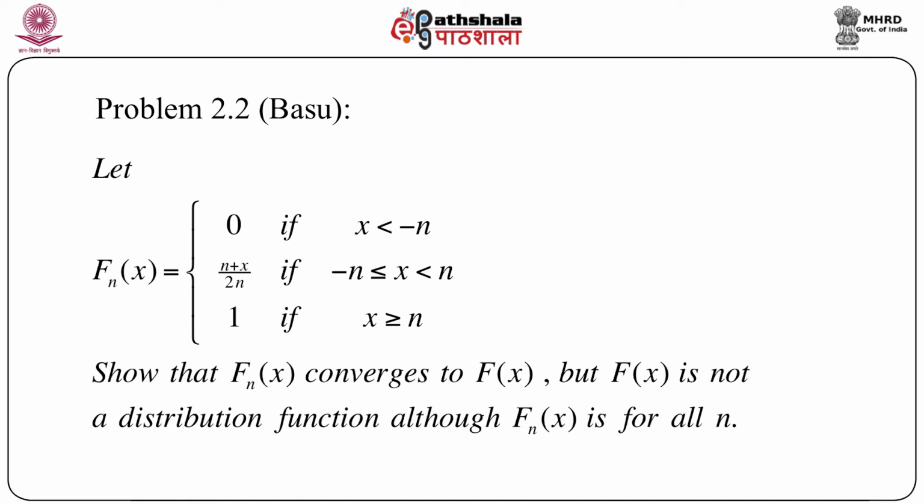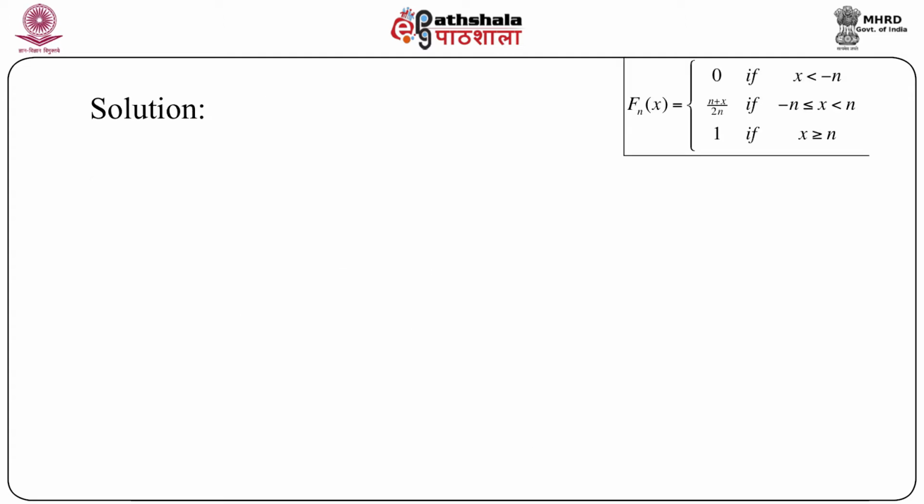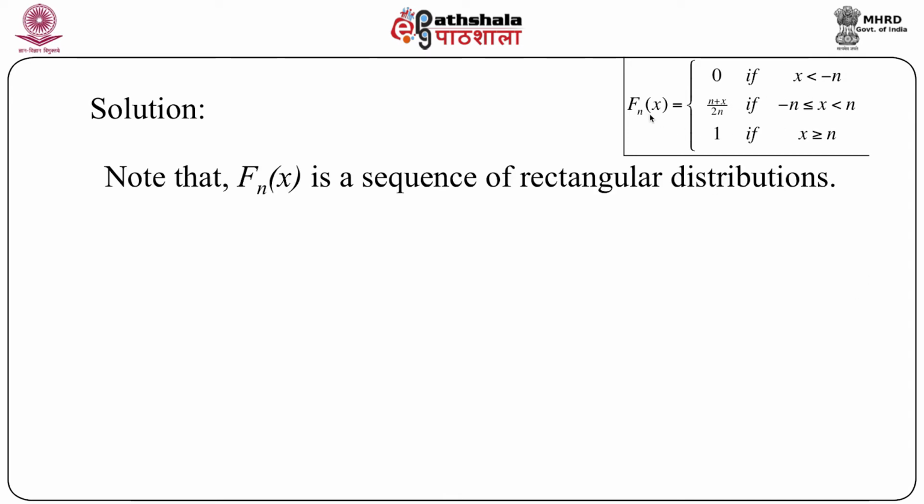Show that Fn(x) converges to F(x), but capital F(x), to which Fn(x) converges, is not a distribution function, although Fn(x) is a distribution function for every n. This is a very surprising, very strange result, that a sequence of distribution functions converges properly to another function. Unfortunately, that function is not a distribution function. Let's see how the proof goes. So this is the form of Fn(x), and it is clear that Fn(x) is a sequence of rectangular or uniform distributions. This is very clear.